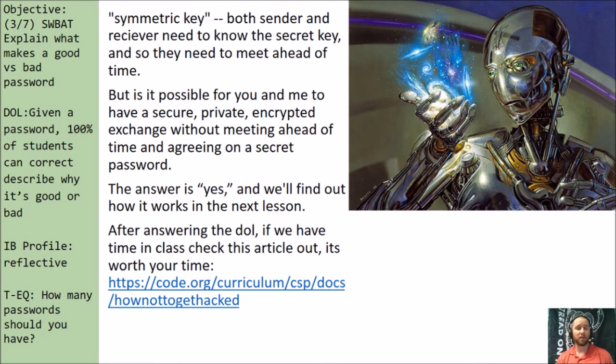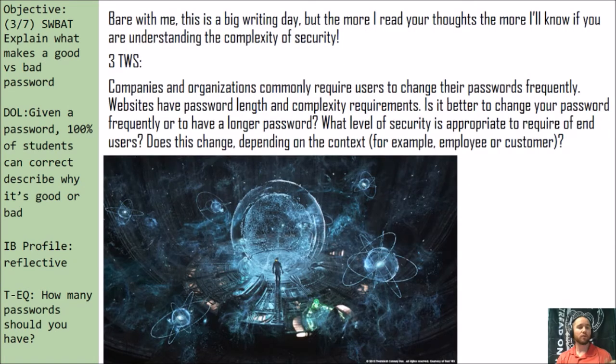So here's the mind-blowing part. It is possible for you and me to have a secure, private, encrypted exchange without ever meeting ahead of time. So after you are done answering the DOL, if you have time in class, I want you to check out this article. It's definitely worth your time. It's titled, How Not to Get Hacked. And don't worry, we'll go into more detail as to how asymmetric encryption works. So bear with me, there's a big writing day, but the more I read your thoughts, the more I know if you're understanding the complexity of security.